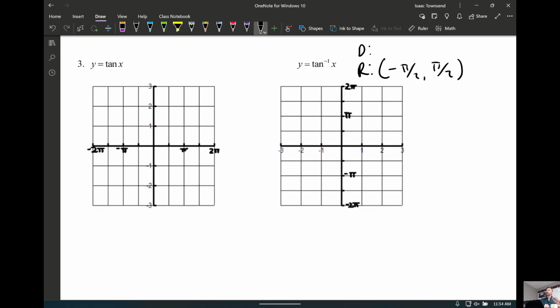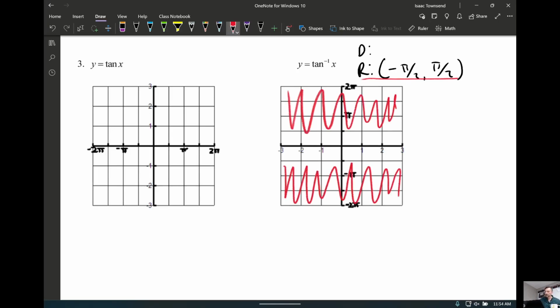Range is negative pi over 2 to positive pi over 2. Hopefully you knew that for today's quiz. And what range means in mathematics, the reason why we talk about it so much, is it tells me which y values will occur on this function. It doesn't exist below negative pi over 2, and it doesn't exist above positive pi over 2. And then the domain of inverse tangent comes from the range of regular tangent. So this graph goes on forever left and forever right.